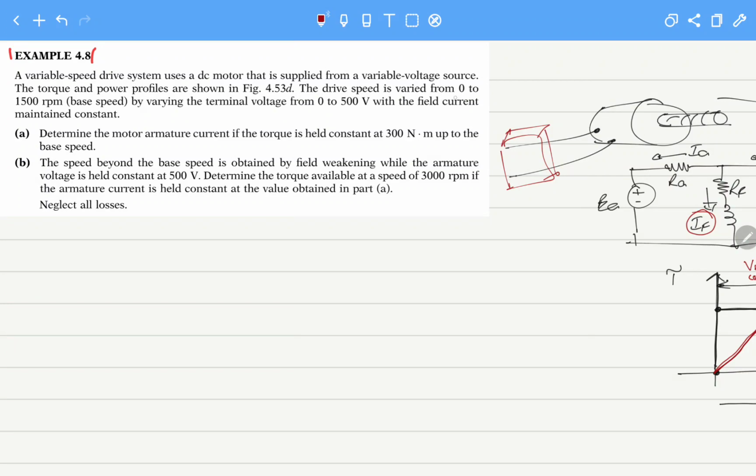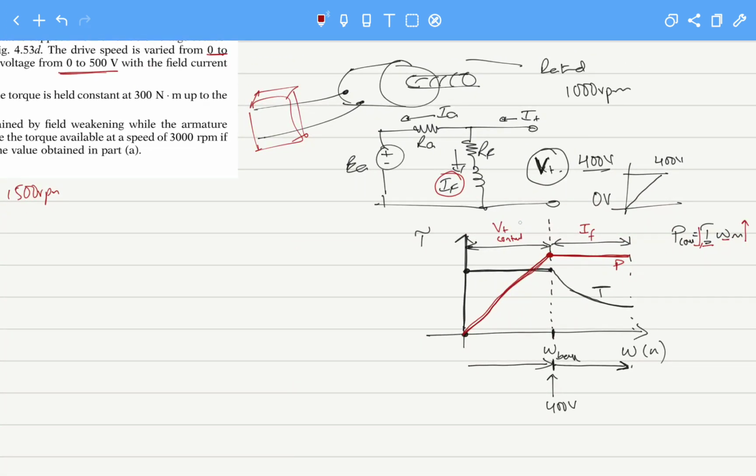The drive speed is varied from 0 to 1500 rpm. So the base speed we have is N base, 1500 rpm, and we are varying the voltage from 0 to 500 volts with the field current maintained as constant. So the field current is constant in the machine, and we are varying the terminal voltage. So we are basically performing Vt control for the machine.